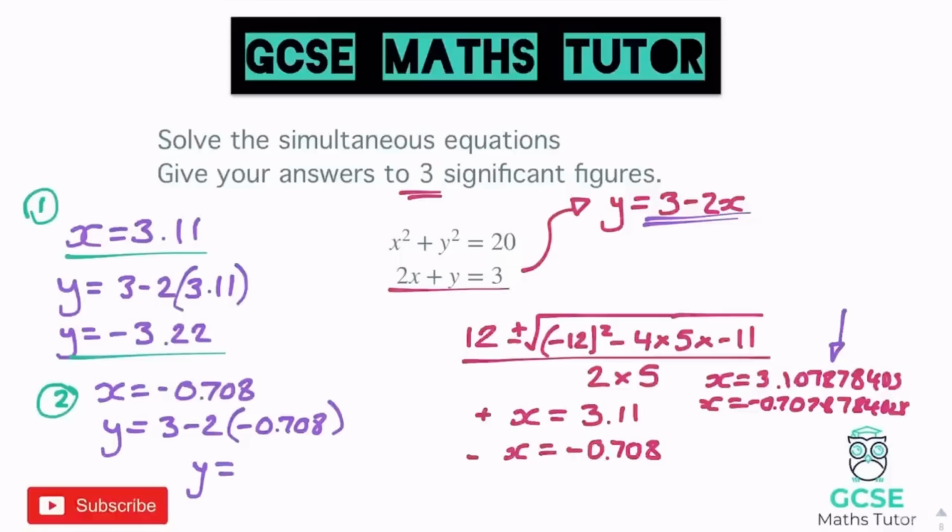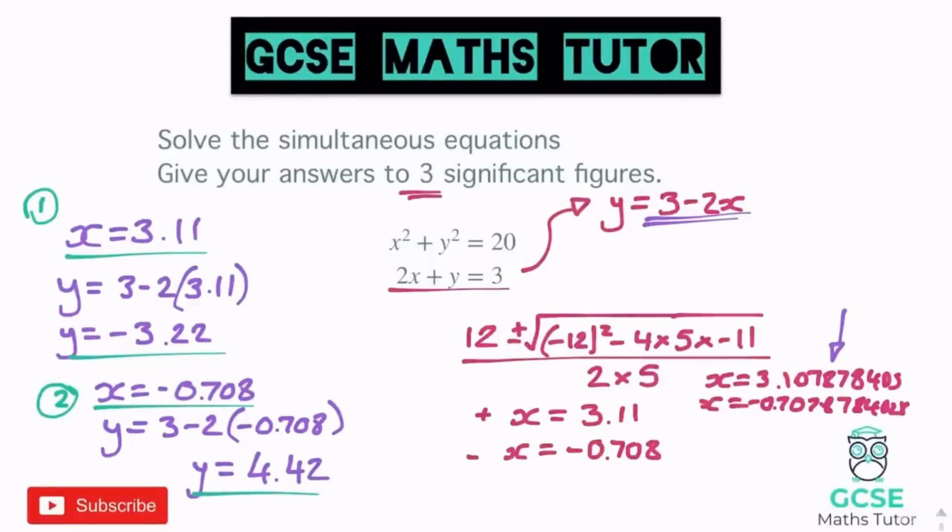But there we go, press equals, and we get y equals 4.415. The 5 rounds it up, so it's 4.42. But again, you can write down all the digits and then round it afterwards. And there is our second solution.